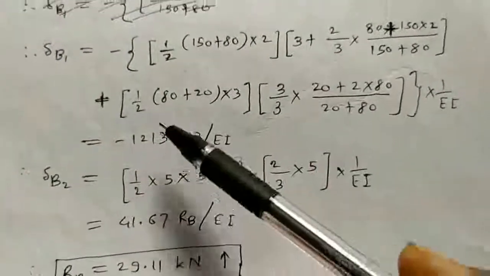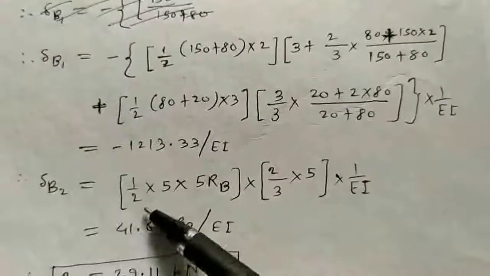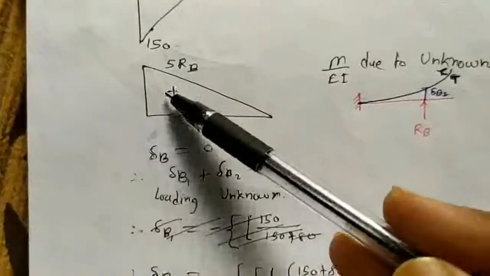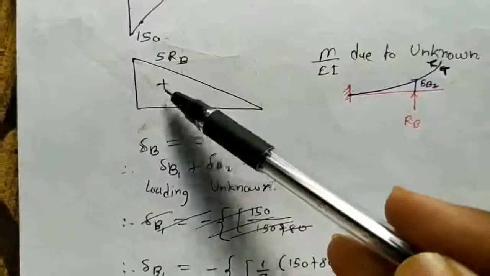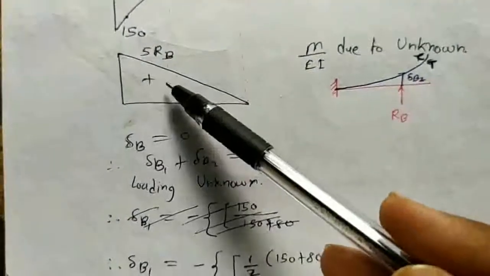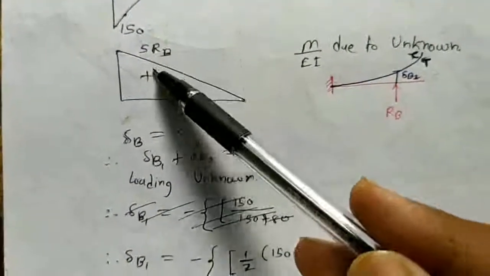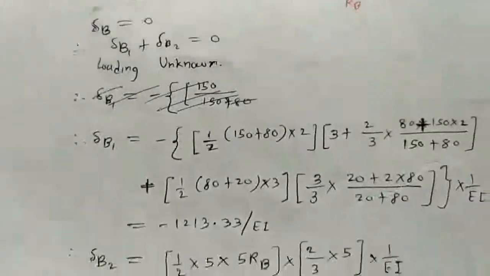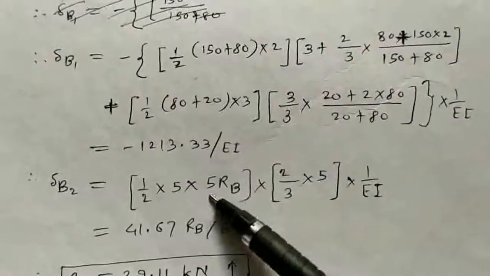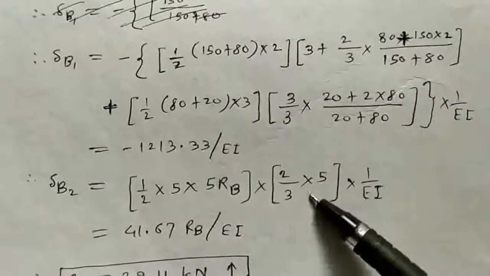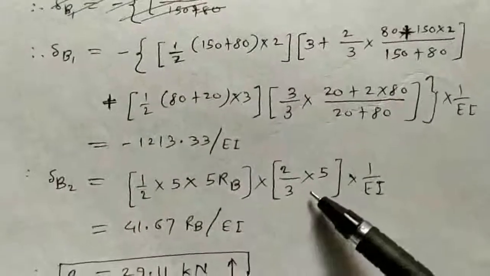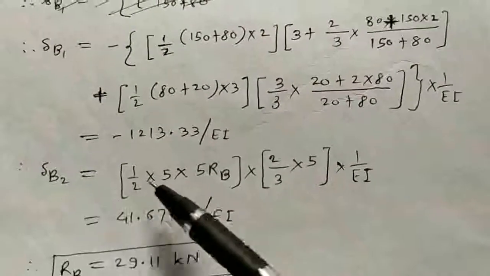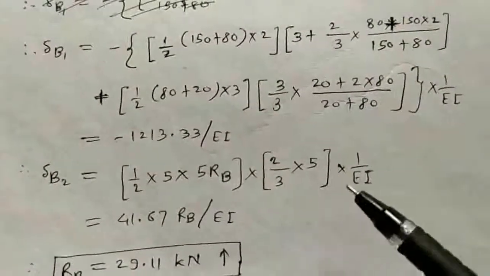Again we come to finding delta B2. Of course, delta B2 we are going to find by considering this diagram. This diagram is plus, that's why delta B2 will be positive. You have to consider the area of this triangle, multiplied by the centroidal distance. Of course, the distance is to be measured from point B. Next bracket is EI. Just for delta you have to consider three brackets: area, distance and EI variation.